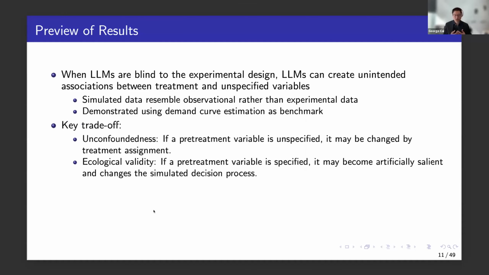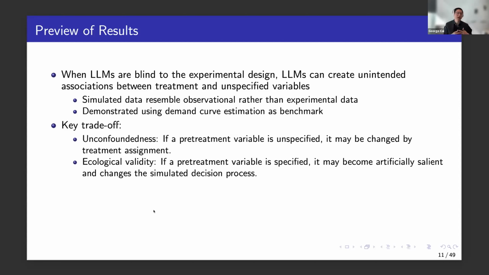The key trade-off here, in terms of why it is challenging to resolve this issue, is that if a pretreatment variable is unspecified in our simulation exercise, then it may be changed by the treatment assignment. But if a pretreatment variable is specified, it may become artificially salient and change the simulated decision process, in the sense that if you specify something, then the simulated individual may pay close attention to that thing, which may not be what you want to simulate initially.